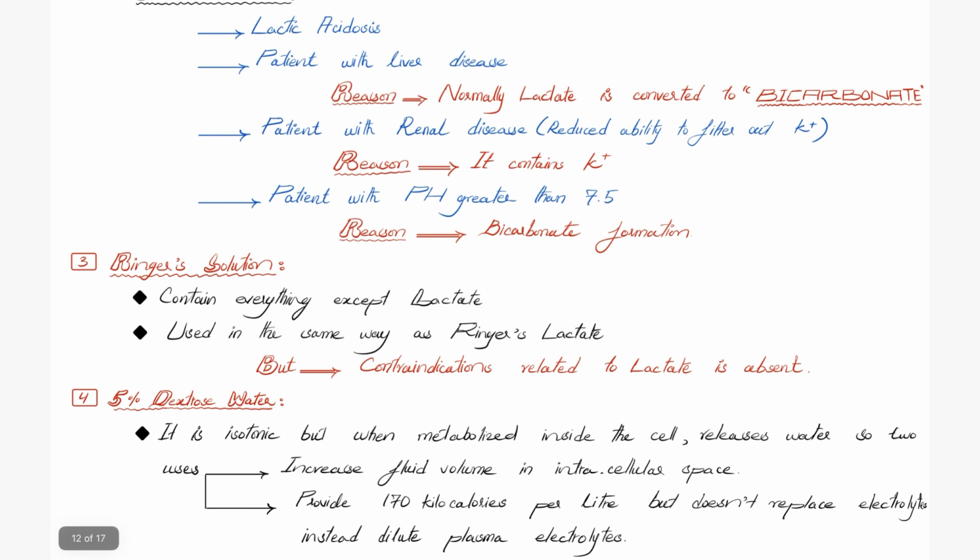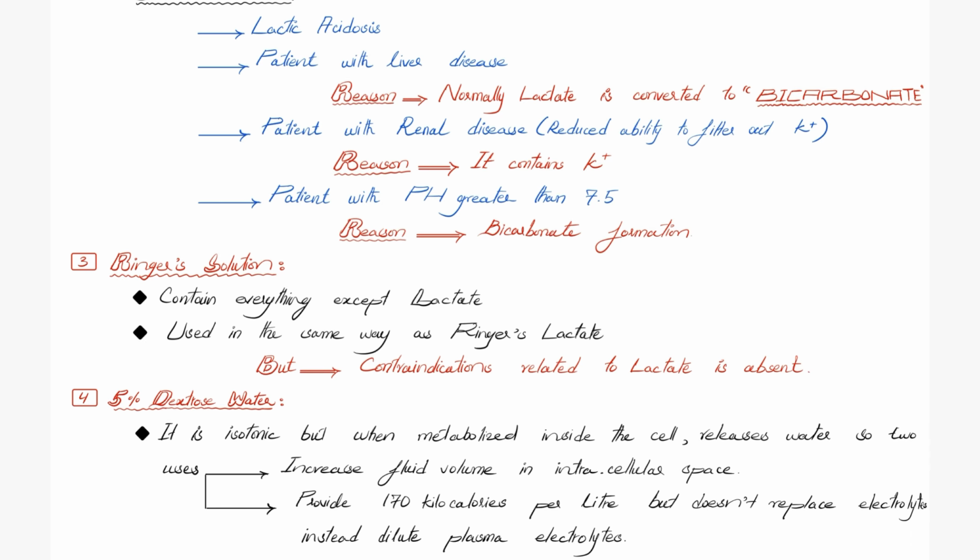The third type is Ringer solution. It contains everything except lactate. So it contains sodium, chloride, potassium, calcium, magnesium, and bicarbonate ions, but it does not have lactate. So it is used in the same way as Ringer lactate. The only difference is that contraindications related to lactate are absent. For instance, if a patient has liver disease, you can give Ringer solution. If a patient has metabolic alkalosis, you can still give it because it does not have lactate. But you cannot give it to a patient with renal disease because it still contains potassium and it will cause hyperkalemia.